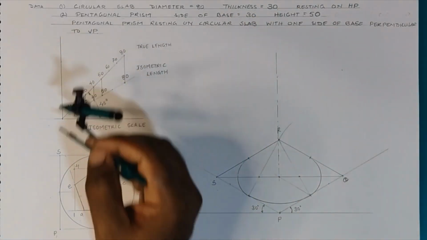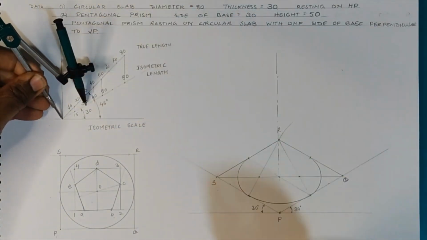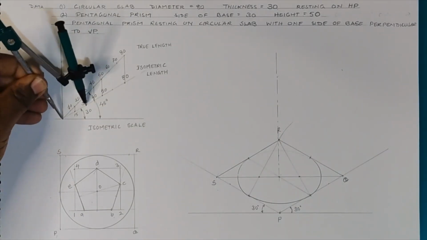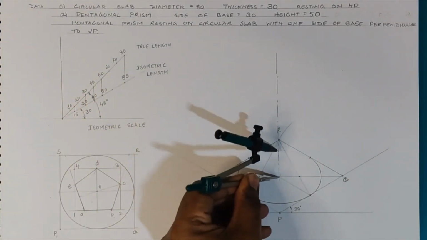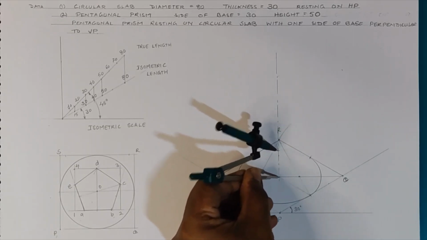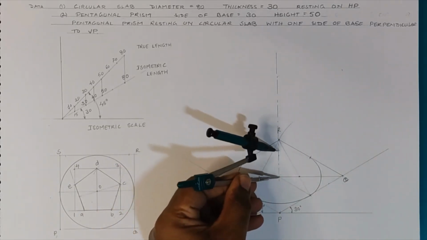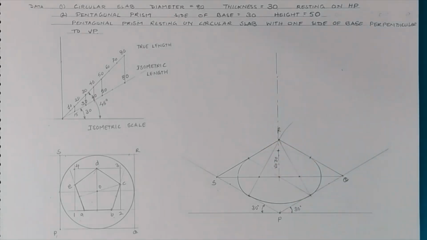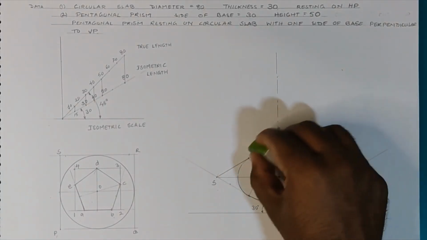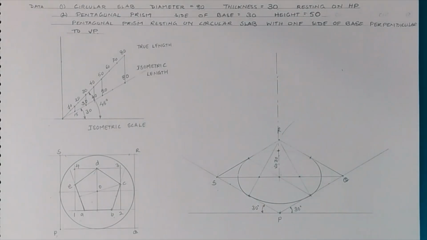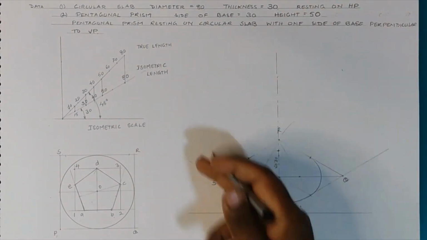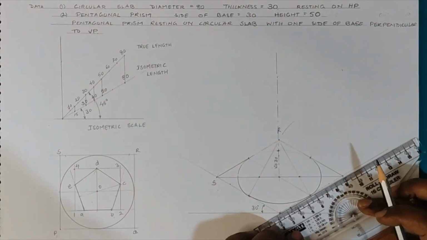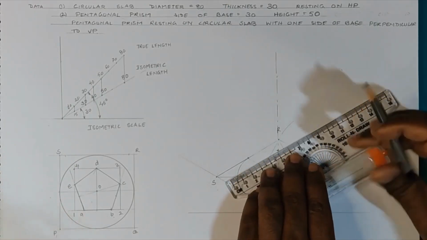So this length I will be measuring on the isometric scale. So isometric 30 on the vertical I am marking, and I find the center of the top circular face of the circular slab. I lighten or erase the construction so that I am able to draw the second plane.